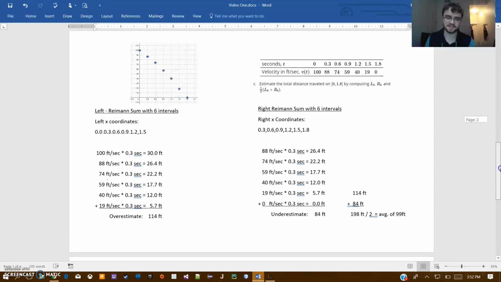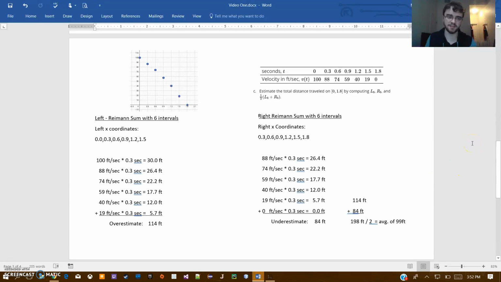So the next question asks me to find the left Riemann sum, the right Riemann sum, and then average the two of them. So here for the left Riemann sum, I just took the heights of the rectangles according to the leftmost point of each rectangle. So we have 100 feet per second times 0.3 seconds, and that gives us 30 feet. And then we have 88 feet per second times 0.3 seconds gives us 26.4 feet. And then we have 74 feet per second times 0.3 seconds, and so on. We get these numbers, and those add up to be 104 feet, which is also an overestimate.